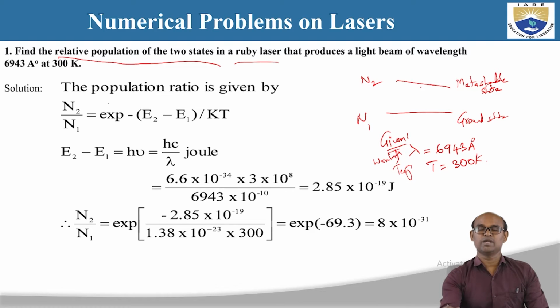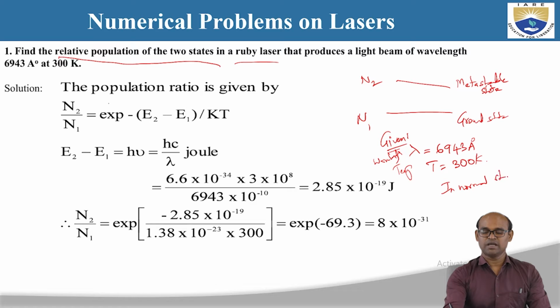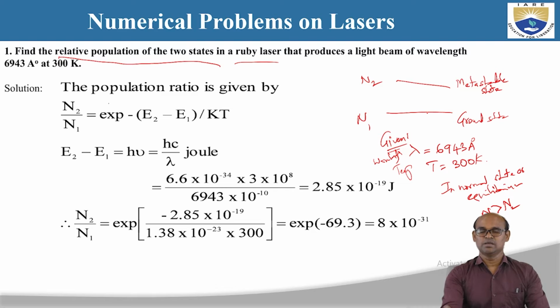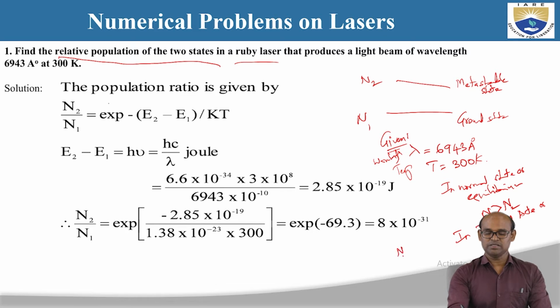We know that there is a population inversion state and there is a normal state. In the normal state, also called the equilibrium state, N1 is greater than N2. That means more atoms exist in the ground state compared to the metastable state. In the inverted state, or non-equilibrium state, N2 is greater than N1.